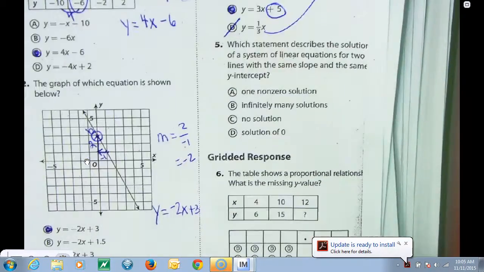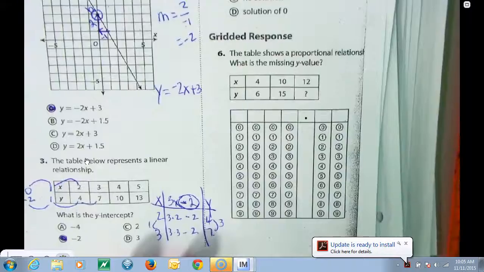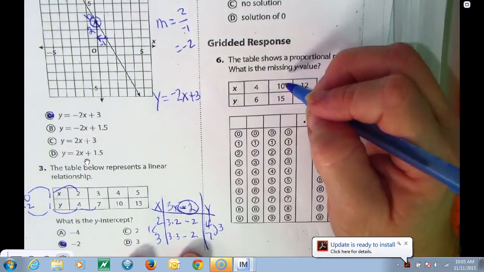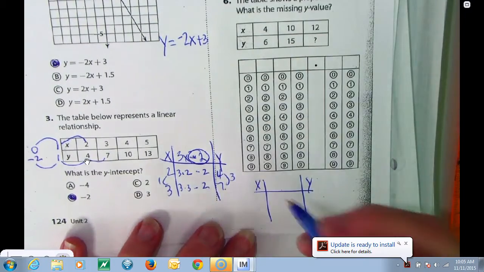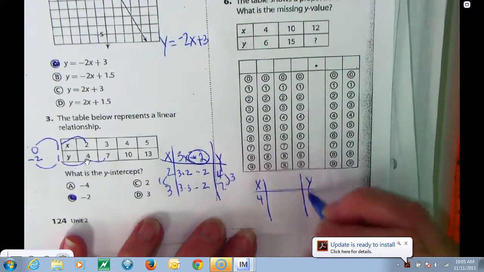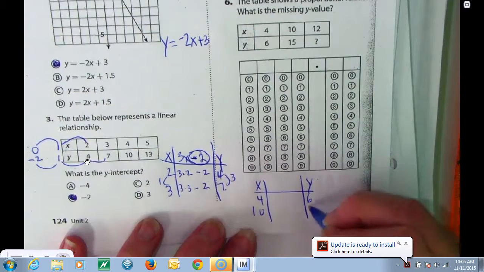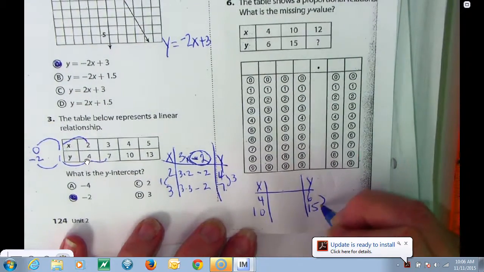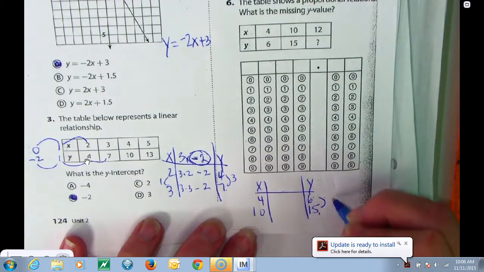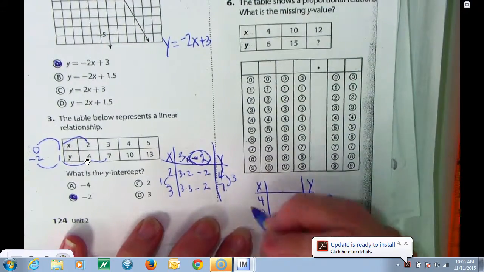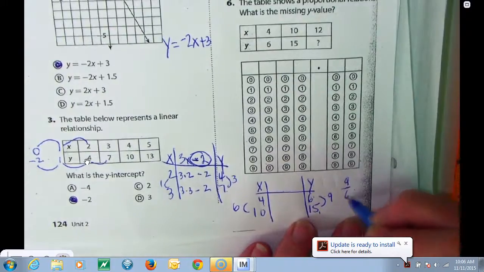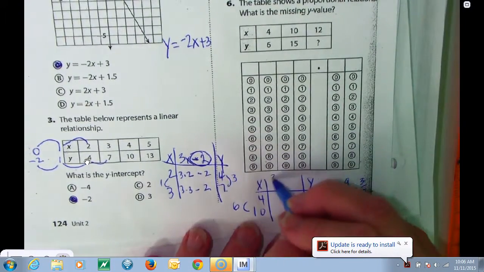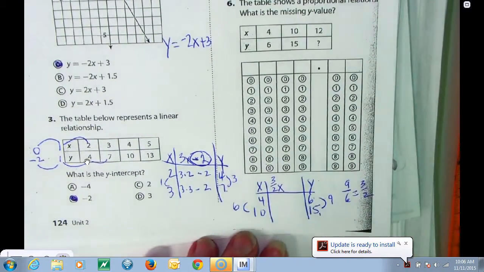Number 6. There's 2 ways to do 6. Well, I'm going to do it this way first. Let's do the H chart. I like the H chart better. Some people don't mind that. They write small enough in it. Okay. What's the difference between 6 and 15? 9. And then 4 and 10? 6. So 9 over 6 is the same as 3 over 2. Right? So the rate of change is 3 over 2, the slope.